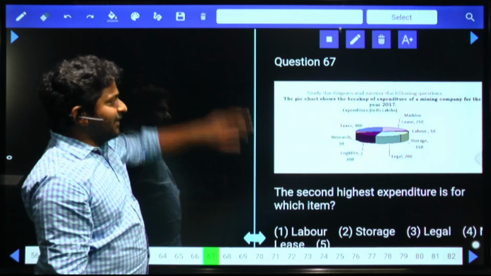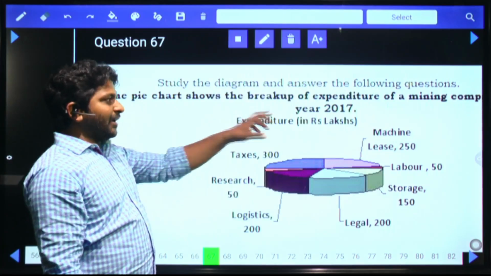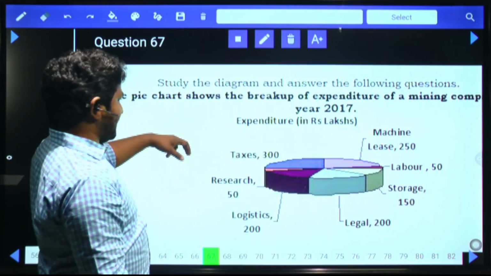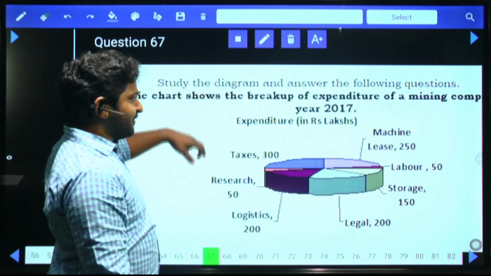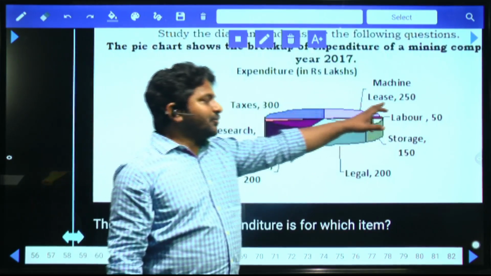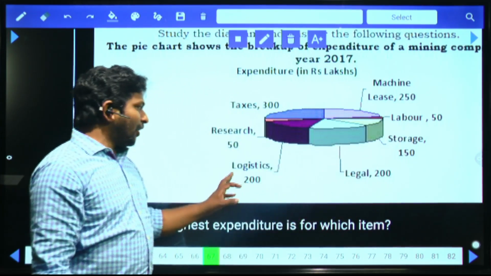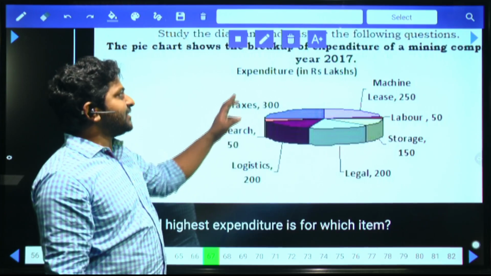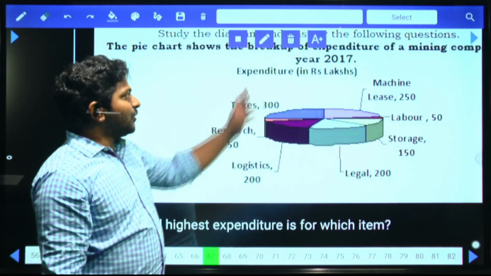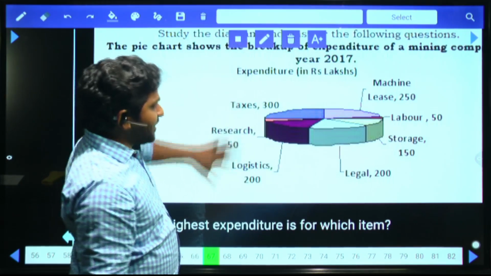Next, the given data is about the expenditure breakup of a mining company. Expenditure is given in lakhs of rupees. So machine lease 250 lakh, labor 50, storage 150, legal, logistic, research, taxes, and then that's it. Total expenditure is given in lakhs of rupees. Now, so data is very clear.